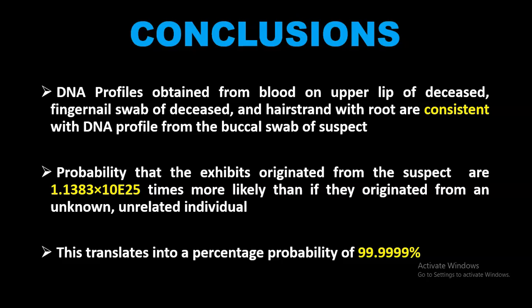Now, the probability that the exhibits originated from the suspect is 1.1383 times 10 exponent 25 times more likely than if they originated from an unknown unrelated individual, and this translates into a percentage probability of 99.9999%.